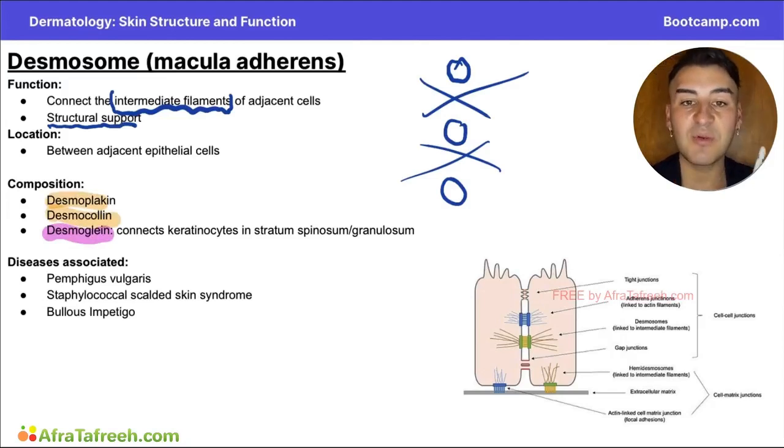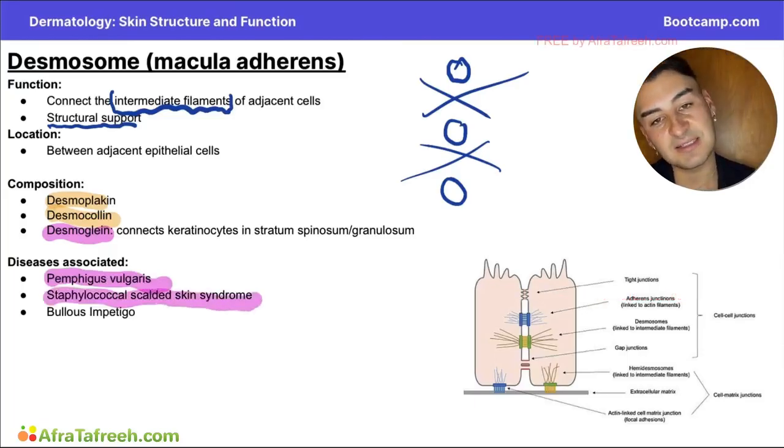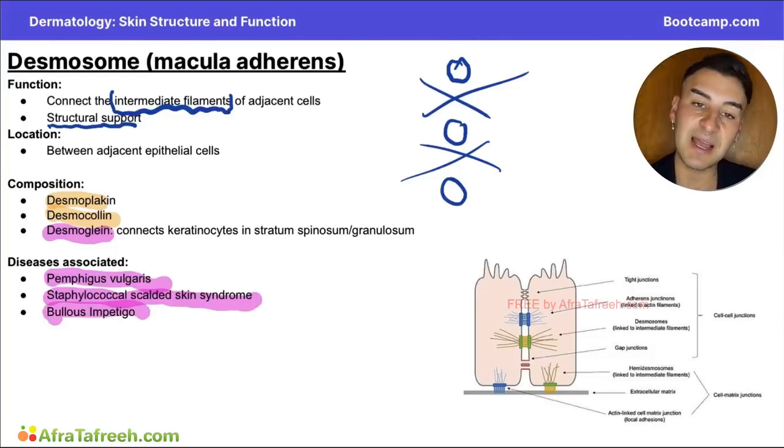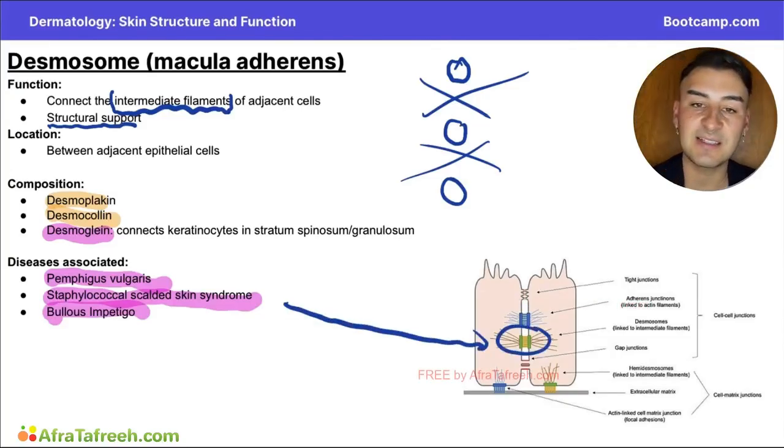Now, desmoglein 1 is a specific protein implicated in disease. In pemphigus vulgaris, there's autoimmune attack of desmoglein 1, whereas in staphylococcal scalded skin syndrome and bullous impetigo, we have the production of an exotoxin that attacks desmoglein 1. Together, these pathologies all attack our desmosome and cause skin to split, and this causes blistering pathologies.